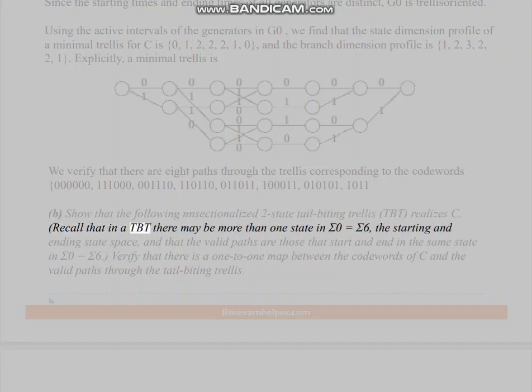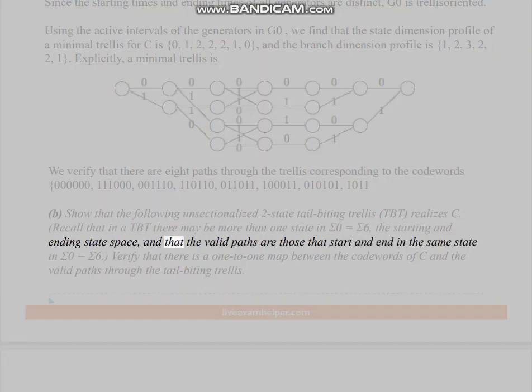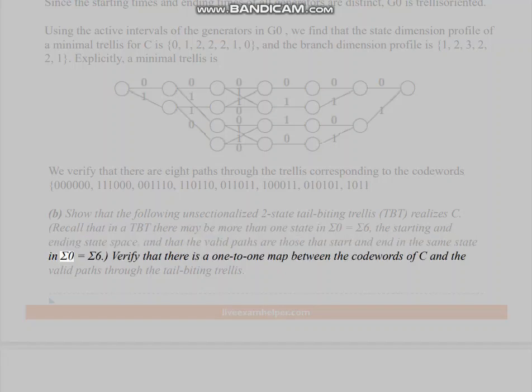B. Show that the following unsectionalized two-state tail-biting trellis, TBT, realizes C. Recall that in a TBT there may be more than one state in sigma 0 equals sigma 6, the starting and ending state space, and that the valid paths are those that start and end in the same state in sigma 0 equals sigma 6.